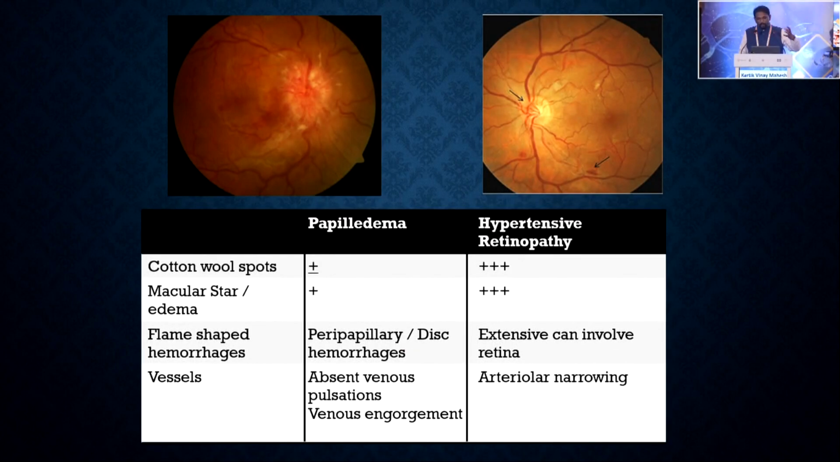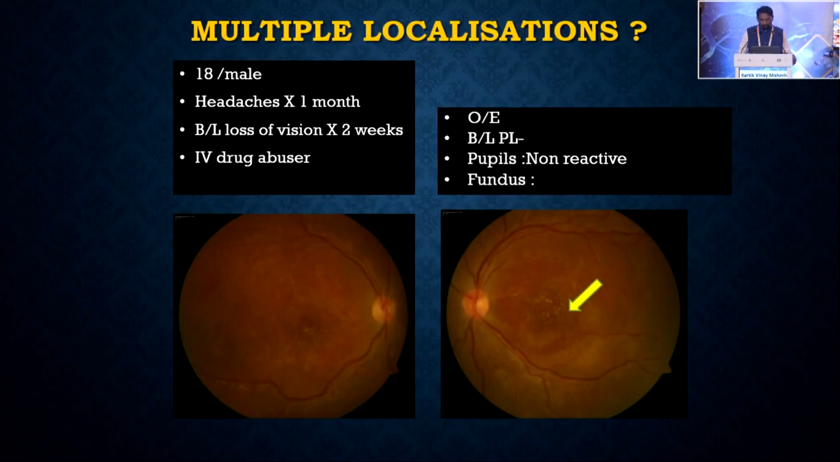Papilledema versus retinopathy, you have to distinguish. There is arterial narrowing in your hypertensive retinopathy. There are cotton wool spots. There are macular stars in hypertensive retinopathy, which are not seen in your papilledema. The classical hallmark that you have to look for is the absence of spontaneous venous pulsations. It can be having multiple localizations, yes.